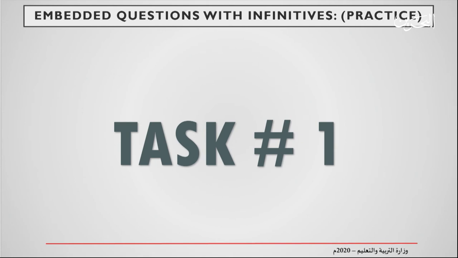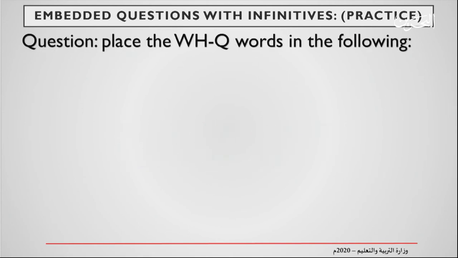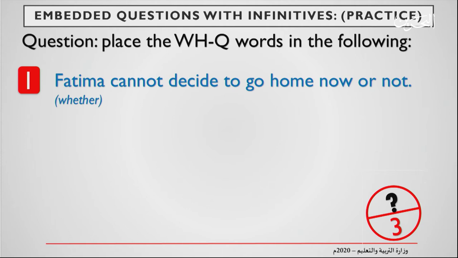Let's go to task number one. Question. Place the WH question words in the following. You have a mark of three. Number one. Fatima cannot decide to go home now or not. Now you have to place the WH question word or the conjunction in this case within this sentence. You have 5 seconds.